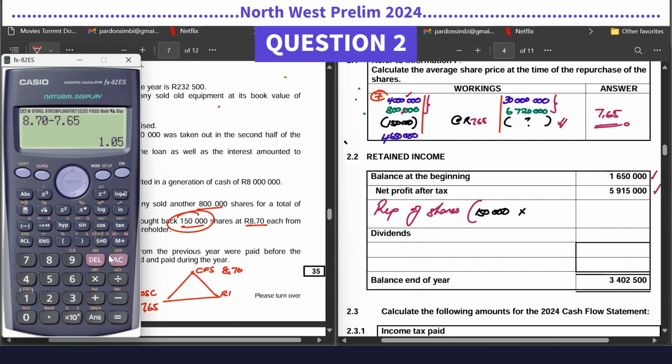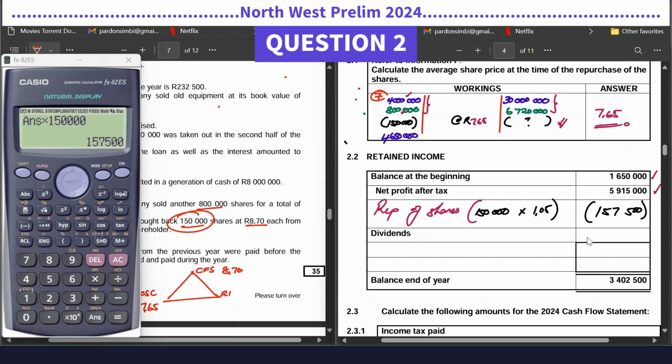And then I'll say 1 rand and 5 cents multiplied by 150,000, and in brackets I'm going to end up with 157,500. Cool. Let's come to the next part now.